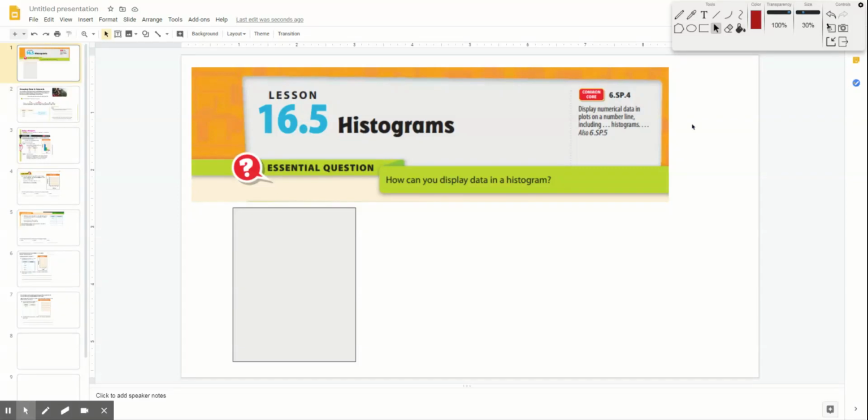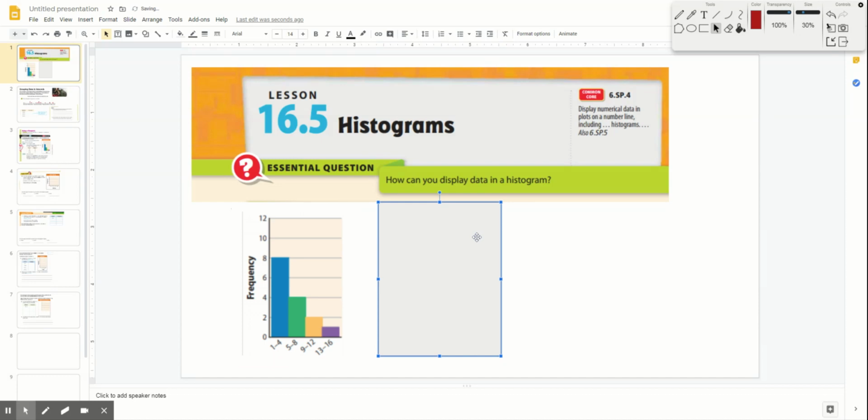All right, today we are covering lesson 16.5, which is called histograms. Our essential question is: how can you display data in a histogram? This is what a histogram looks like. It's going to look very basic, and it's basically a bar graph, but this is what we have here down below.